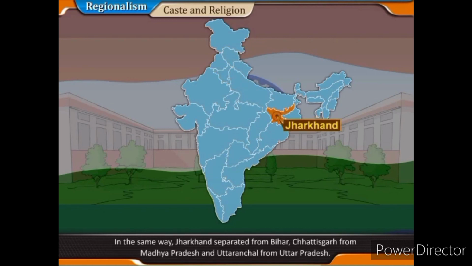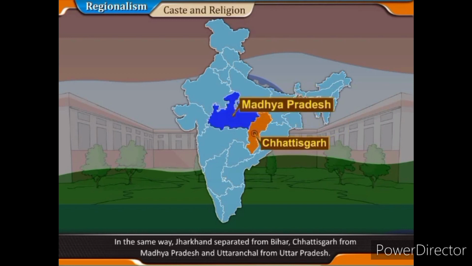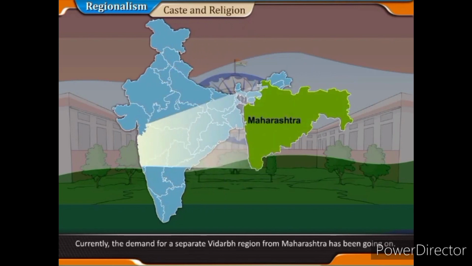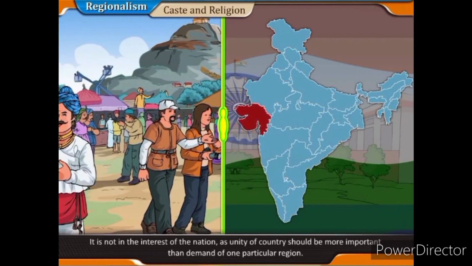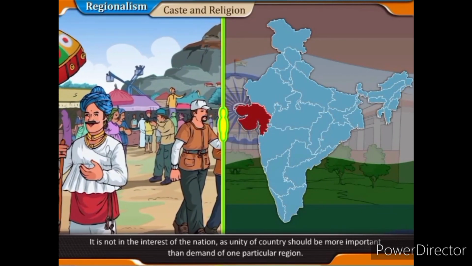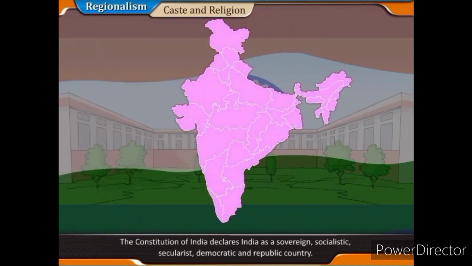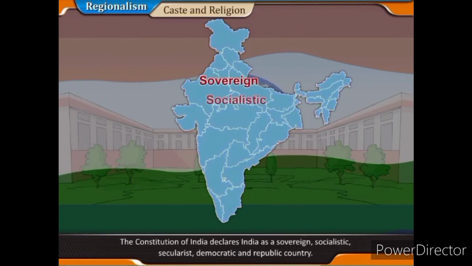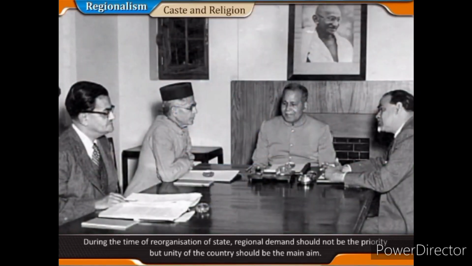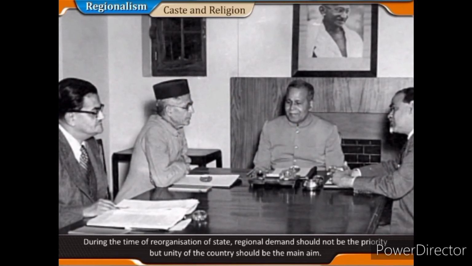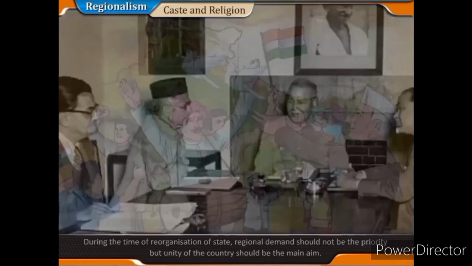In the same way, Jharkhand separated from Bihar, Chhattisgarh from Madhya Pradesh, and Uttaranchal from Uttar Pradesh. Currently, the demand for a separate Vidarbha region from Maharashtra has been going on. It is not in the interest of the nation, as unity of country should be more important than demand for one particular region. The Constitution of India declares India as a sovereign, socialistic, secularist, democratic, and republic country. During the time of reorganization of state, regional demand should not be the priority, but unity of the country should be the main aim.